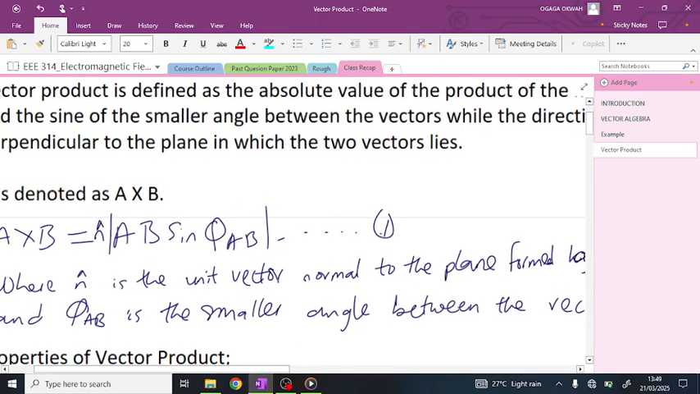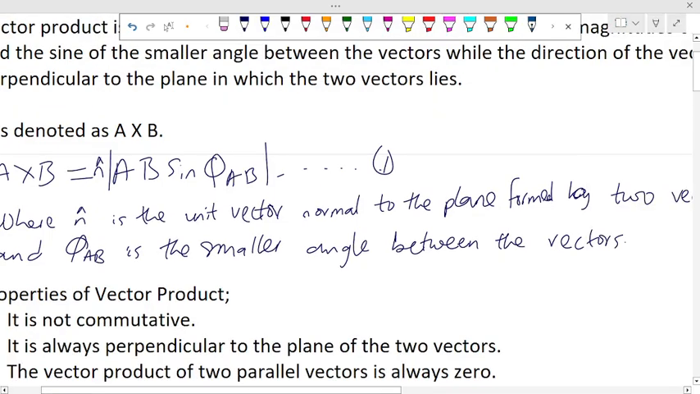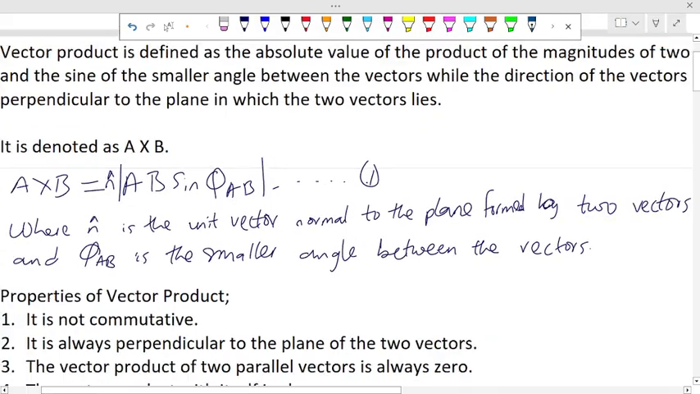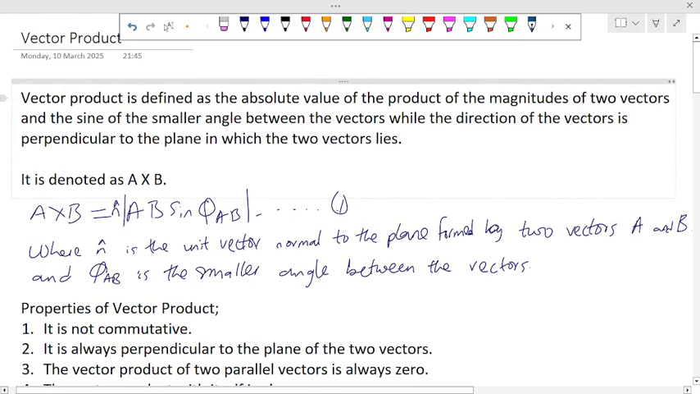Now, the definition of vector product is this: the absolute value. Look at it. Vector product is defined as the absolute value of the product of the magnitude of the vectors and the sine of the smaller angle between the vectors, while the direction of the vector is perpendicular to the plane in which the two vectors lie.